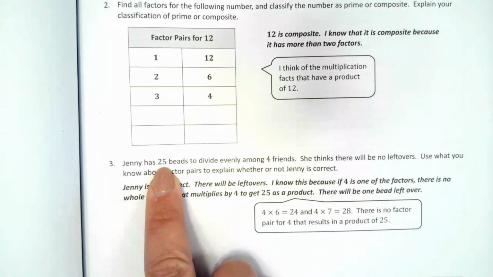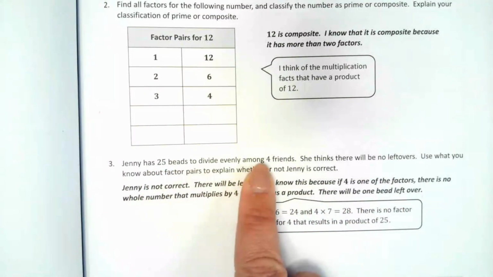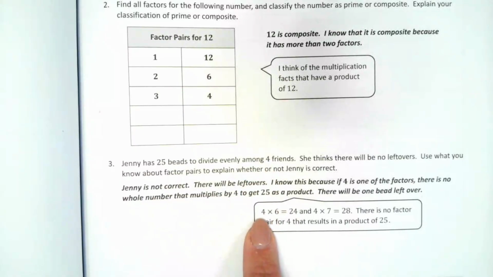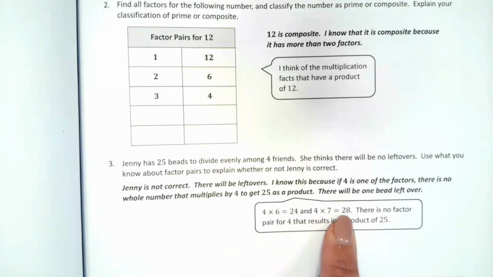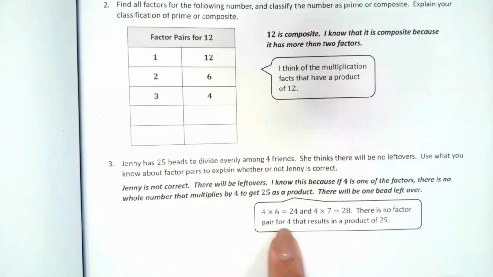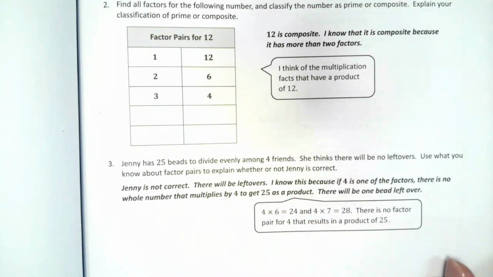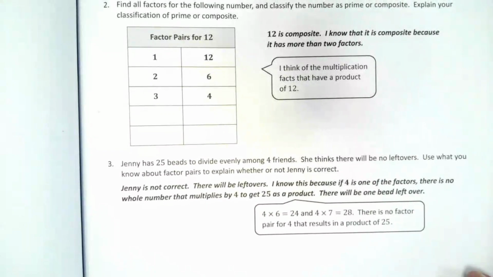The closest you can get to 25 when you're multiplying by 4 is 4 times 6 equals 24. And if you try 4 times 7, that equals 28. That's too high. So there is no factor pair for 4 that results in a product of exactly 25. 24 is the closest, and then there would be 1 more left over. So Jenny's not correct. Turn the page.